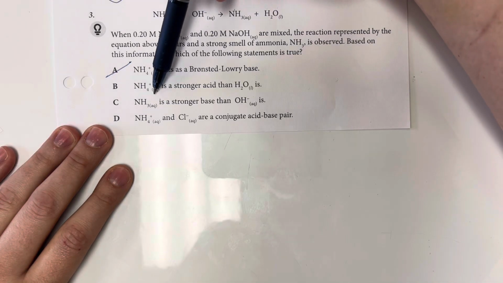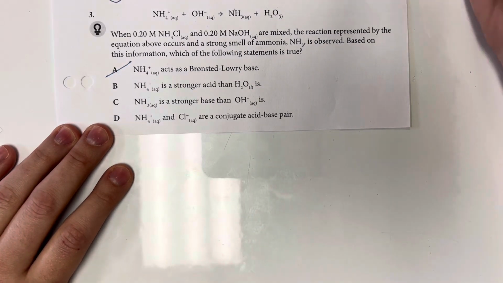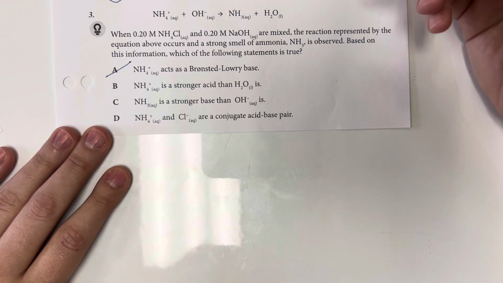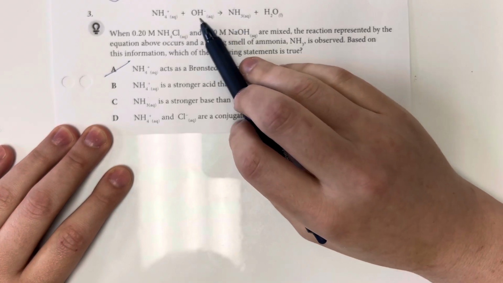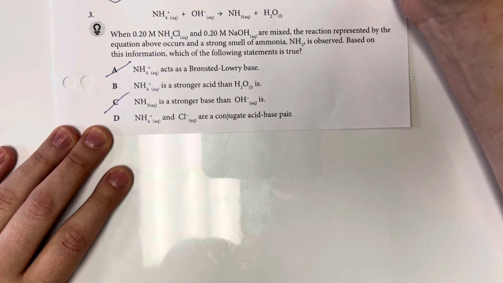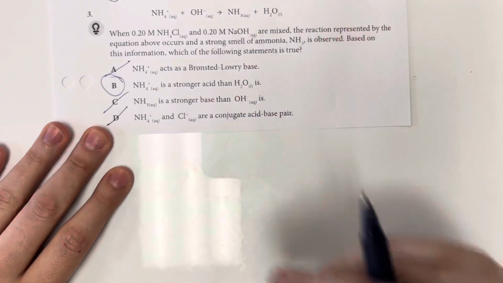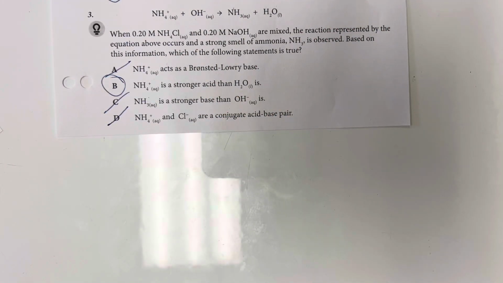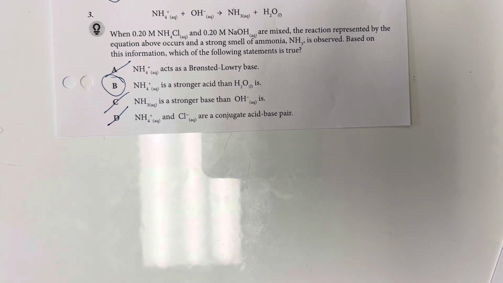NH3 is a stronger base than hydroxide is. NH3 is not going to as readily accept the proton as hydroxide does to produce water. Ammonium and chlorine are conjugate acid-base pair. No, conjugate acids and bases are before and then after we have accepted any extra protons, so that's not going to be the case. Option choice B is the only option that we have.